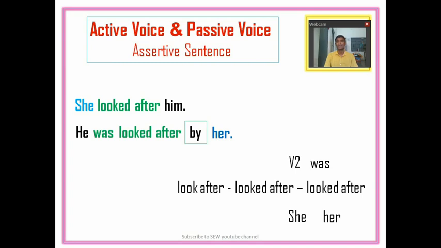So far we have discussed what active voice and passive voice are, with different kinds of examples. I hope you understood. This is about active voice and passive voice with assertive sentences. I repeat that an assertive sentence always starts with the subject and ends with a full stop.